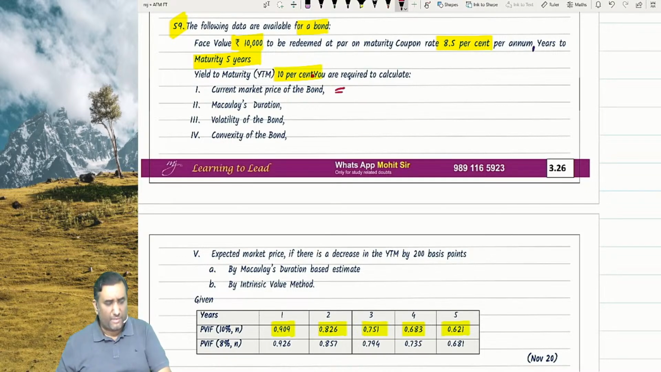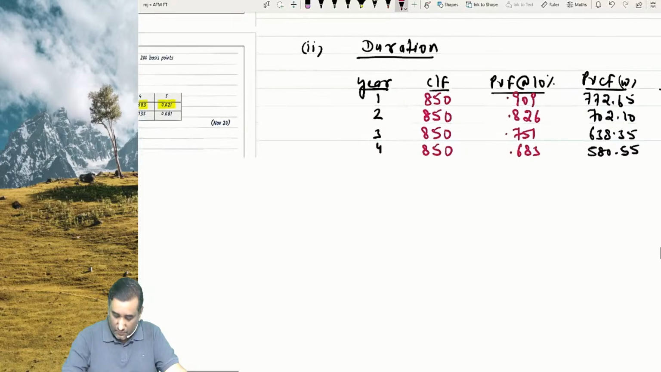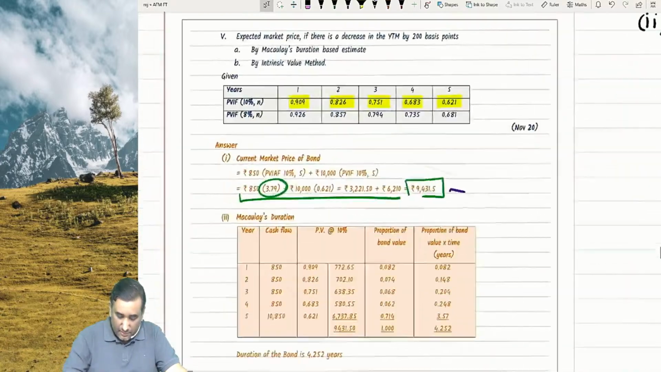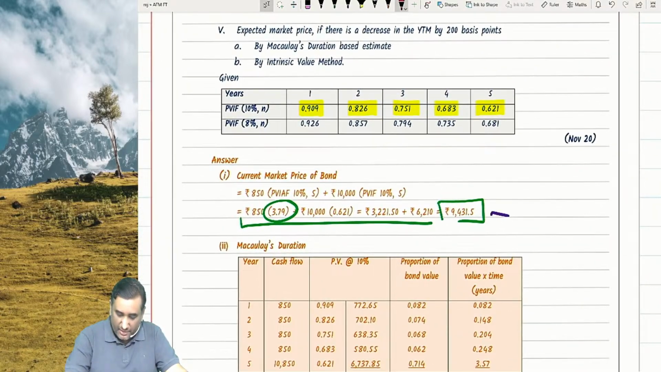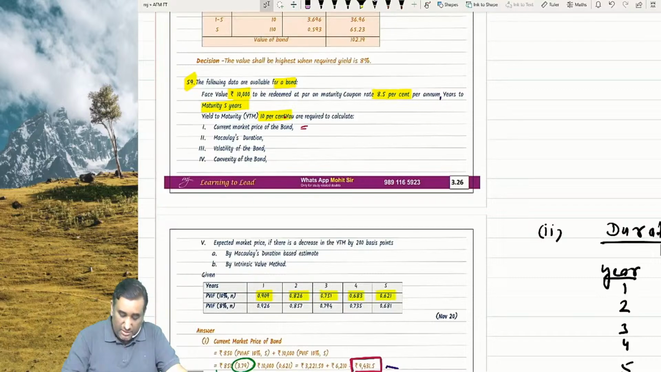So find out the current market price of the bond, the intrinsic value of the bond. That will be 850 into annuity factor plus 10,000 into present value factor. How much do we get? 9431. This is the answer we get, na? 9431.5.